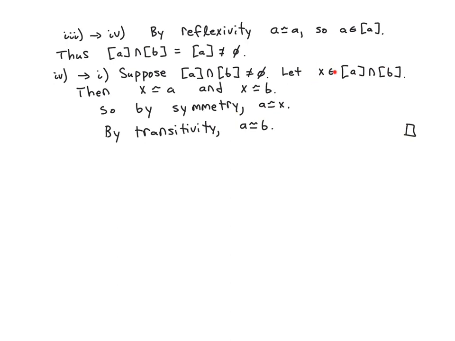So let X be an element in this intersection. Such an X exists because the intersection is non-empty. Then by definition of equivalence classes, X is equivalent to A and X is equivalent to B. By symmetry, X was equivalent to A, so A is equivalent to X. By transitivity, we have A is equivalent to X and X is equivalent to B. Combine those two facts in that order, and you see that A is equivalent to B.